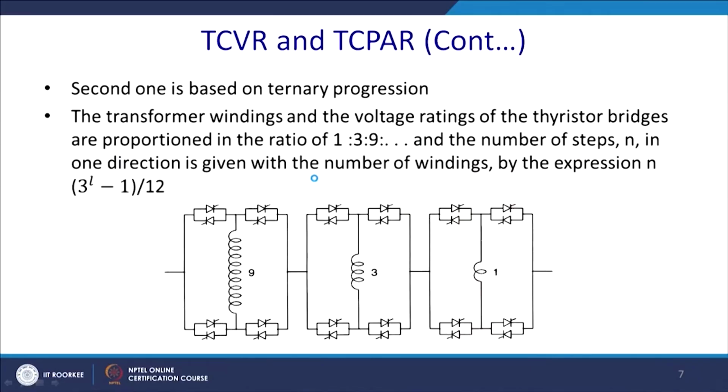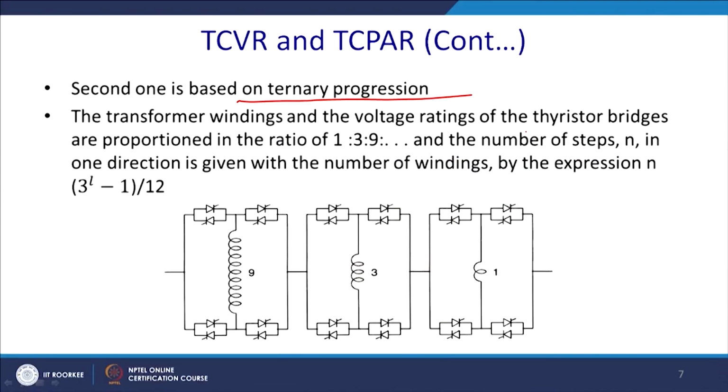The second one is based on the ternary progression. We can have any mathematical progression, that may be 1:3:9 or 1:2:4, something like that. The transformer winding and the voltage rating of the thyristor bridge are proportional with the ratio of 1:3:9, and the number of steps n in the direction given with the number of the winding is given by the expression 3 to the power L minus 1 by 12.